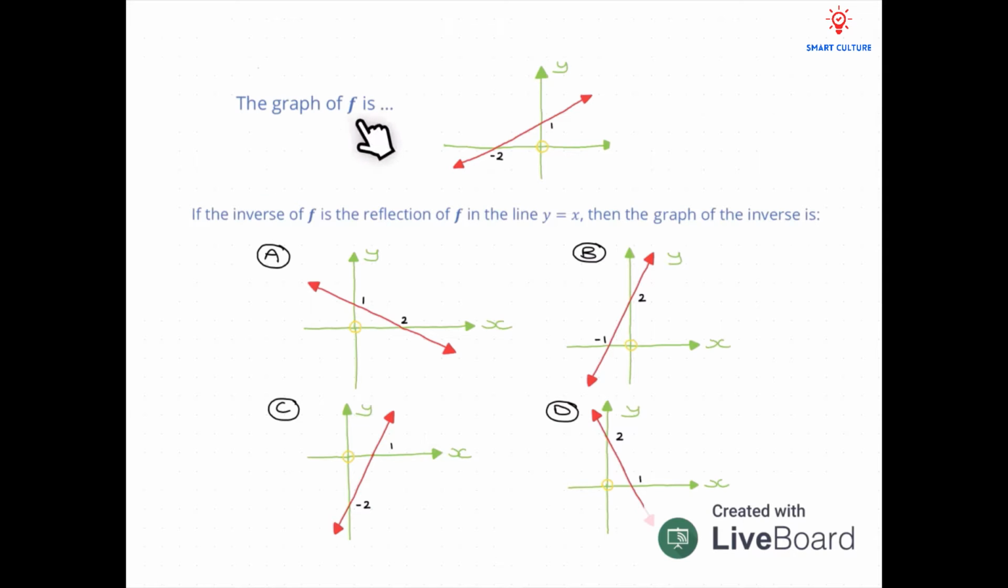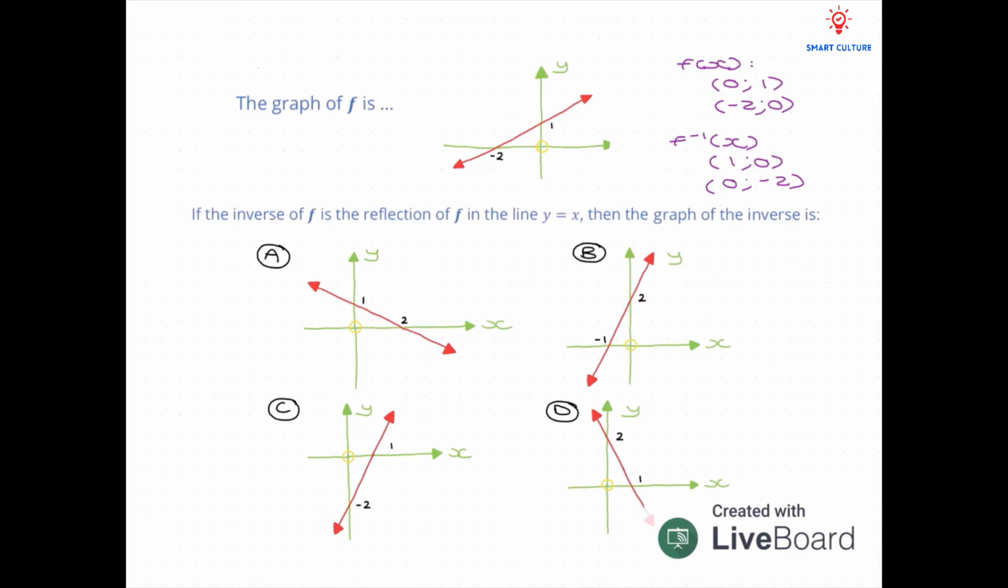For our first question, we're given the graph of f and asked: if the inverse of f is the reflection of f in the line y is equal to x, then what is the graph of the inverse? So the first thing I'm going to do is write down the intercepts that are given by our graph. We know that when x is equal to 0, y is 1, and when x is equal to minus 2, y is 0. This means that for the inverse, when x is equal to 1, y will be 0, and when x is equal to 0, y will be minus 2. So let's look at which graph fits these criteria.